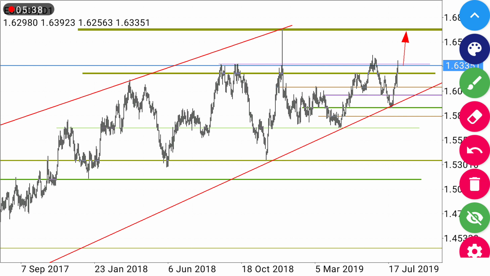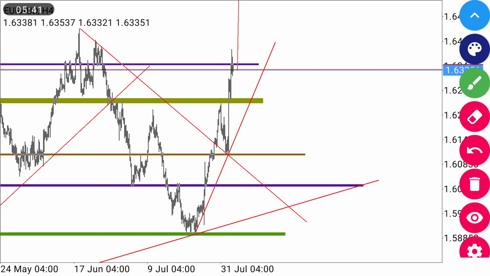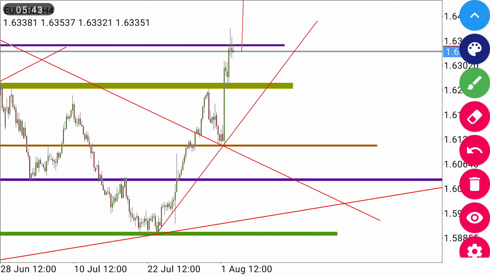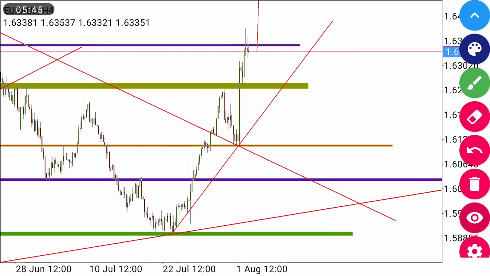Where do we get our entry? When you go back to H4, we'll be waiting for a clear breach out of this support or resistance, and a good retest, then we move up with it. This is Euro AUD and this is H4 time frame.